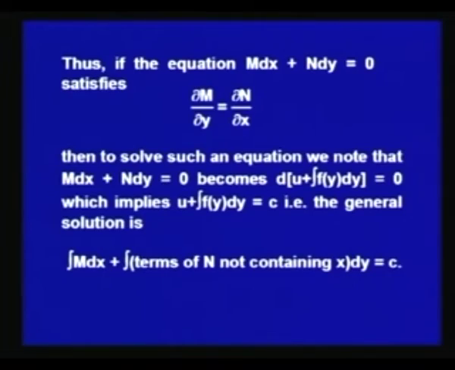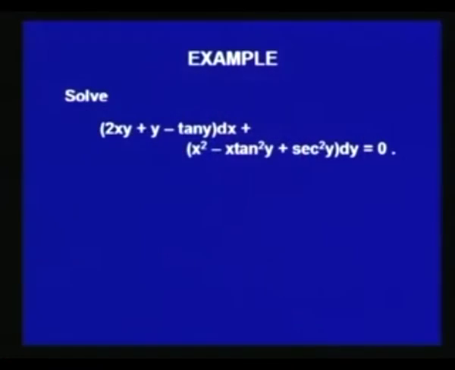So, while finding the solution of the given differential equation M dx plus N dy equal to 0, we shall simply have to find the integral of M with respect to x and the integral of those terms of N which do not contain x, and then take the sum of the two and put it equal to c, which is an arbitrary constant.